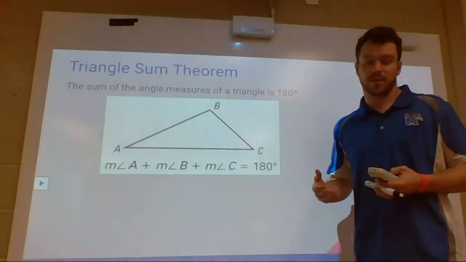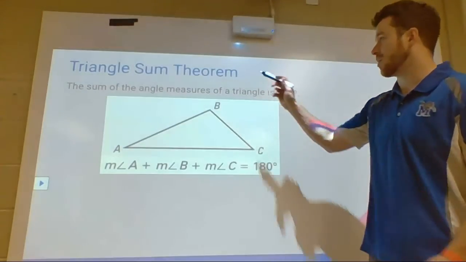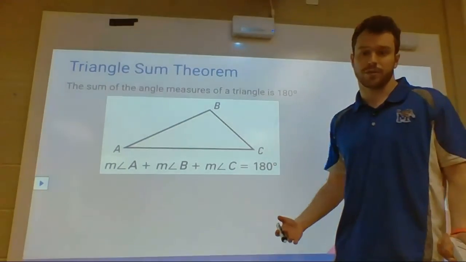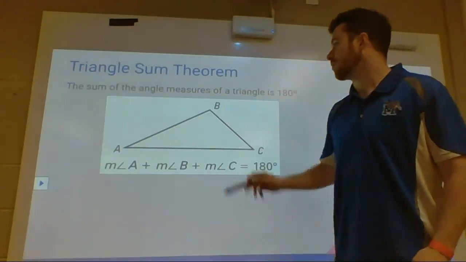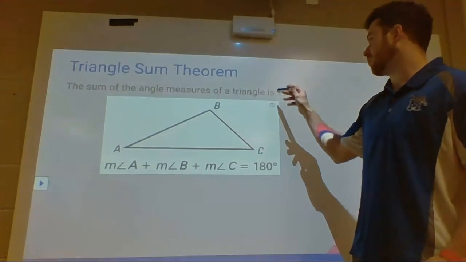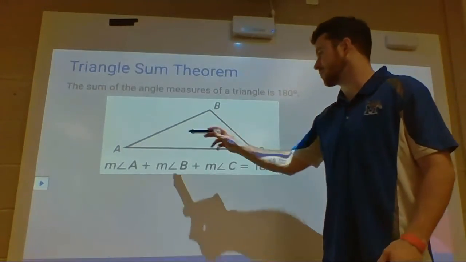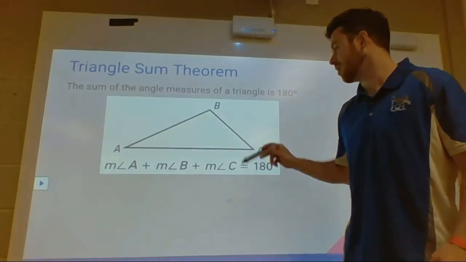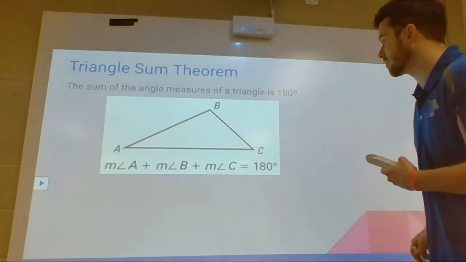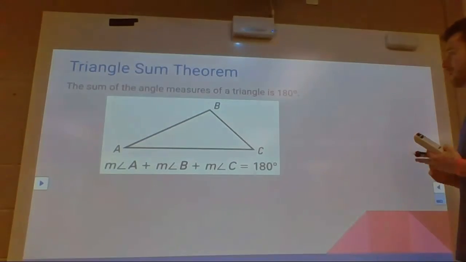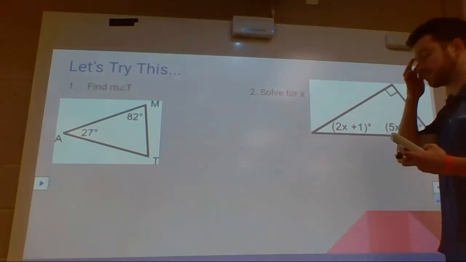Now the last little thing that we'll cover in this lesson is the Triangle Sum Theorem. And I've already mentioned it several times in this lesson. The sum of the angles of a triangle is 180 degrees. So the sum of these interior angles of a triangle should add up to 180 degrees. So let's apply that on a couple problems here.